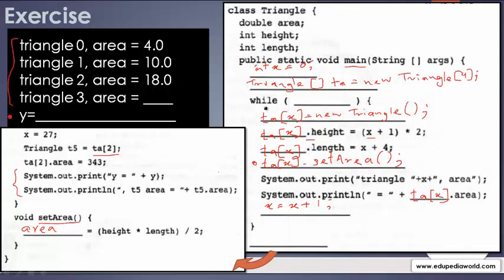And now for the condition in the while loop. Here we only need to iterate 4 times. Index position 0, index position 1, index position 2 and index position 3. So we have to terminate this while loop when x becomes the value 4. That means x should be less than 4.